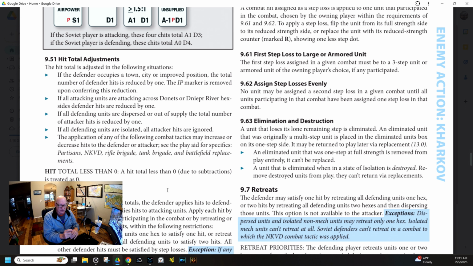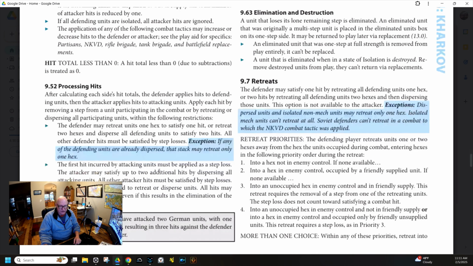If all defending units are isolated, all attacking hits are ignored. And then the application of any of the following combat tactics may increase or decrease hits to the defender or attacker. A hit total less than 0 is treated as 0. Pretty much common sense.